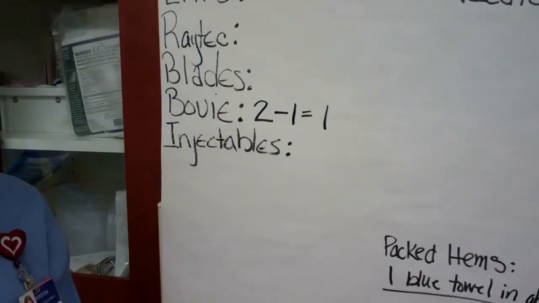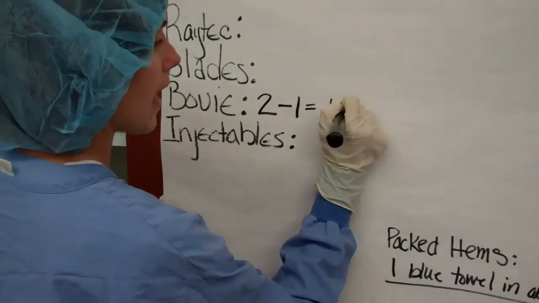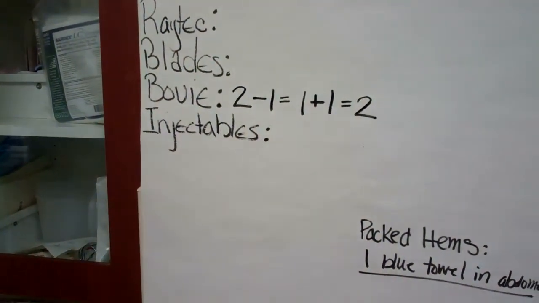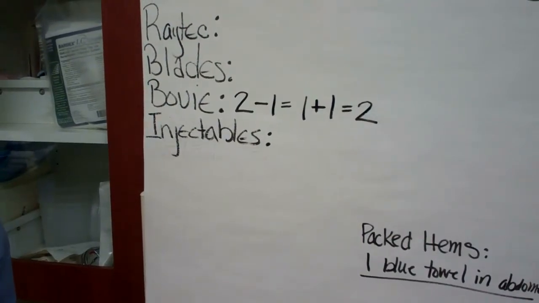Now we have to open another bovie tip. So we're going to be adding 1. So now we are back to 2 bovie tips. The one that was dropped is now in the contaminated items.